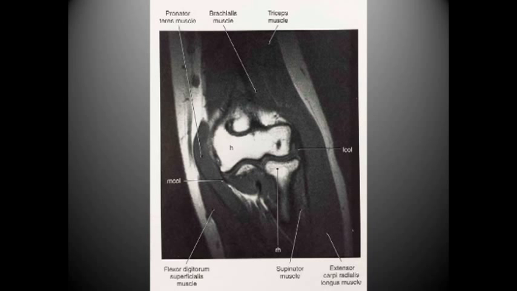Here we have the triceps muscle, the brachialis muscle, humerus here, the radial head.